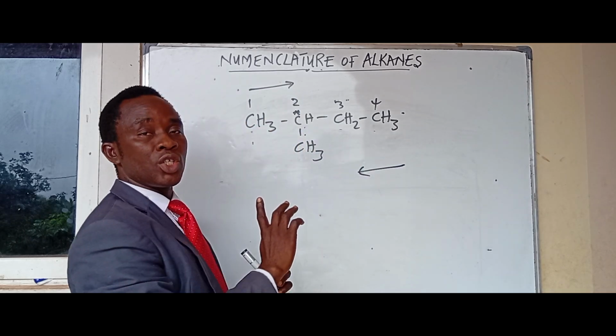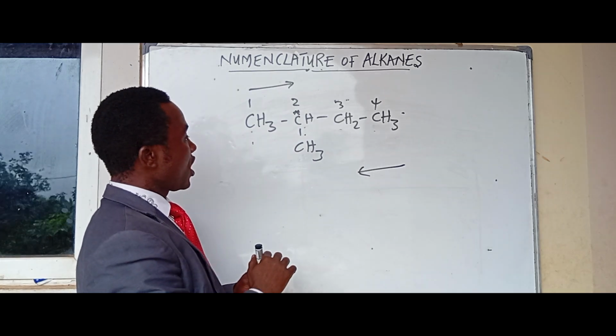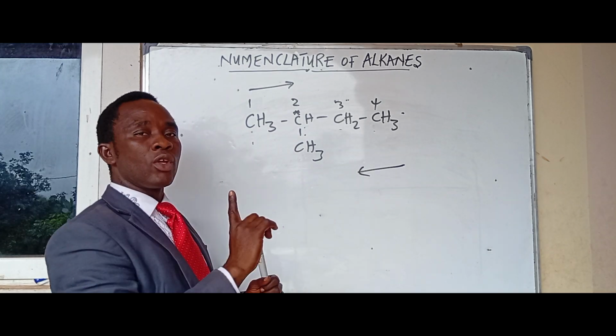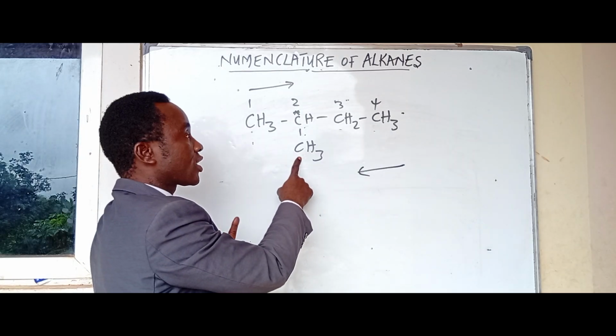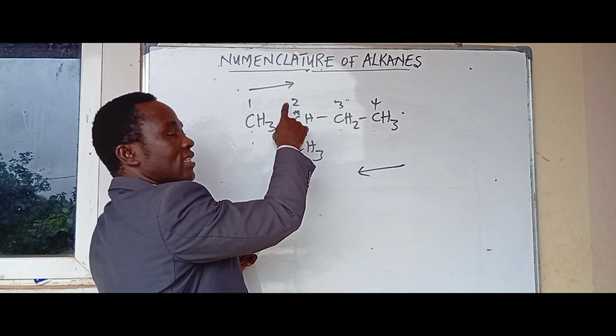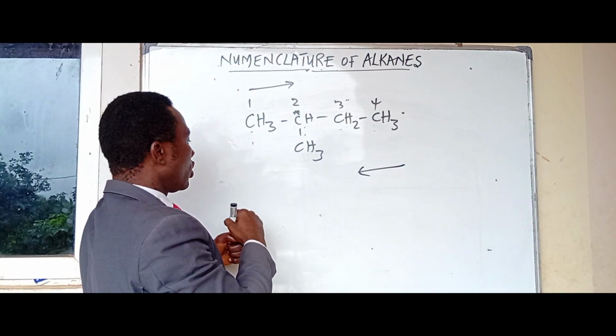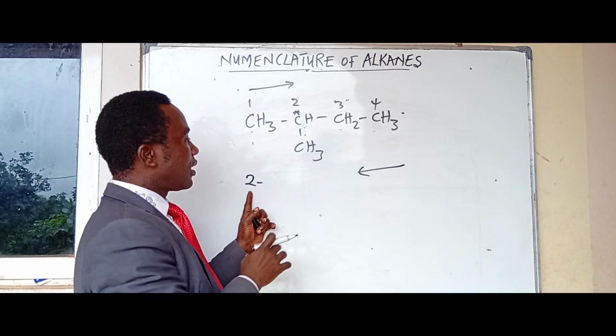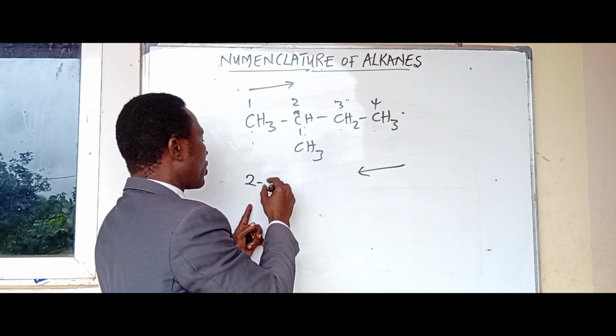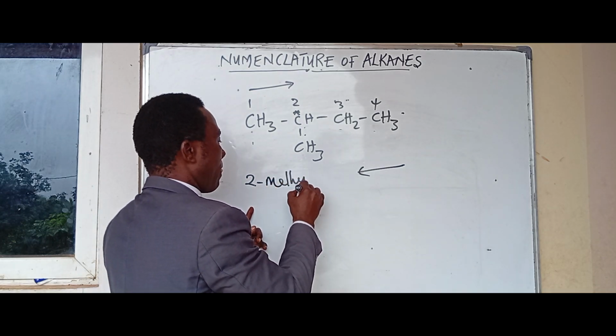Now, if we want to name this compound, we number this way because this gave the substituent the least carbon, which is number 2. So if we want to name, we start with the Arabic numeral. Where is this methyl group, which is a substituent, attached? It is attached at carbon number 2. So you put 2 to show the position. Then the next thing, you now name the substituent, which is 2-methyl.